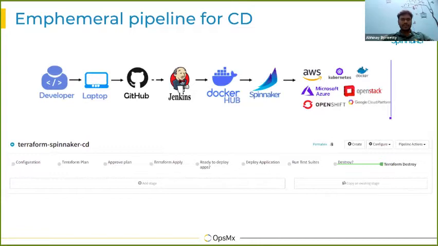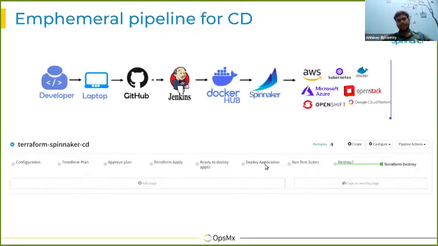And after creating the infrastructure, Spinnaker would prompt me to decide whether I'm ready to deploy my applications or not. If I say yes, this is basically a manual judgment stage. Approve plan, ready to deploy apps. These are basically manual judgment stages. And when I say yes, it will go ahead and deploy the application.